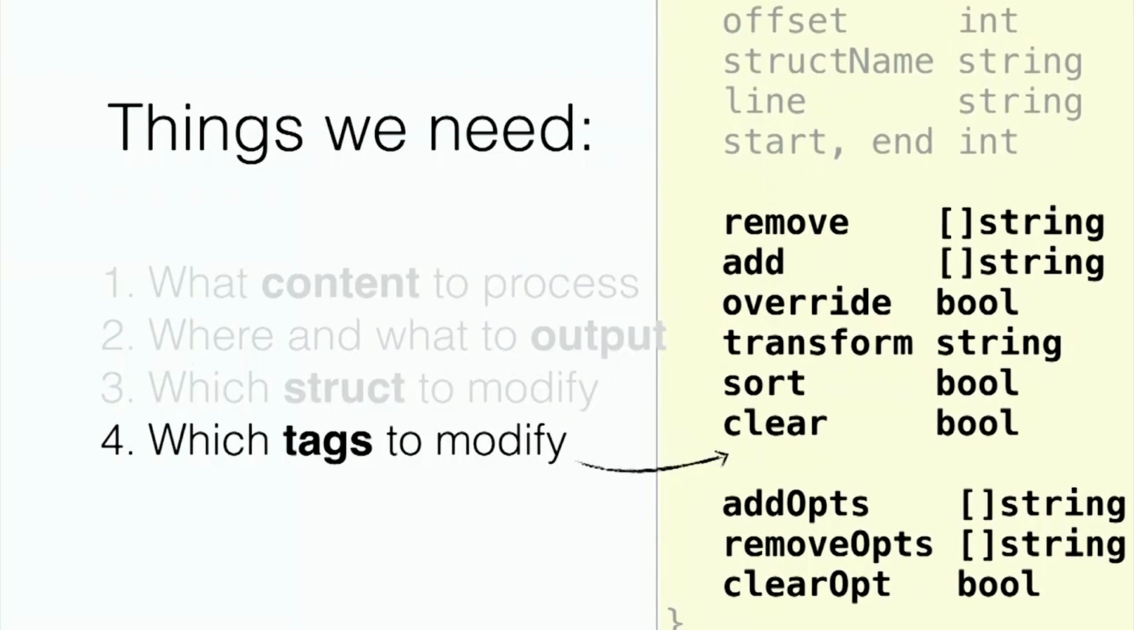And then finally, we need to tell the tool what tags we need to modify, or what key pairs we want to remove. If you want to override it, there is the transform: you can use snake case, you can use camel case, there are many other options. And then you can sort them, you can add options, and many more.